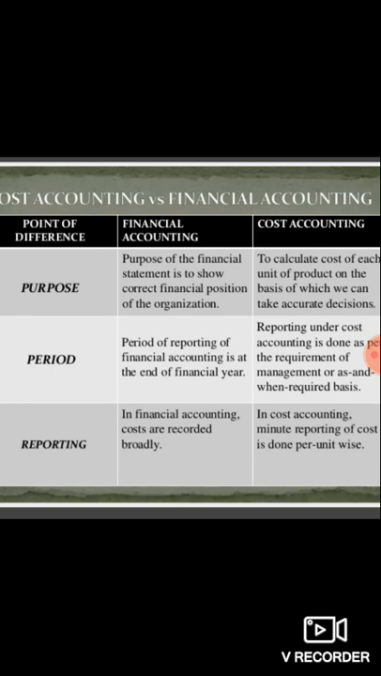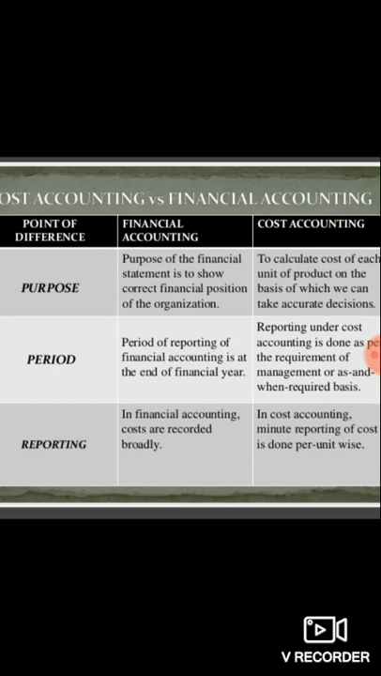So the management has to take decisions about the production and other things. For that, the management should know the cost of the product to take better decisions for the betterment of the company. And period. The next difference is the period of reporting. Financial accounting reports at the end of the financial year. So in financial accounting, at the end of every year, statements are prepared.